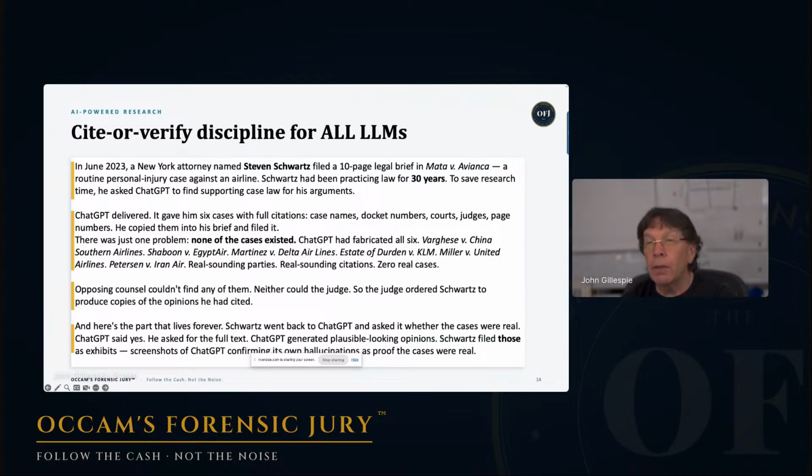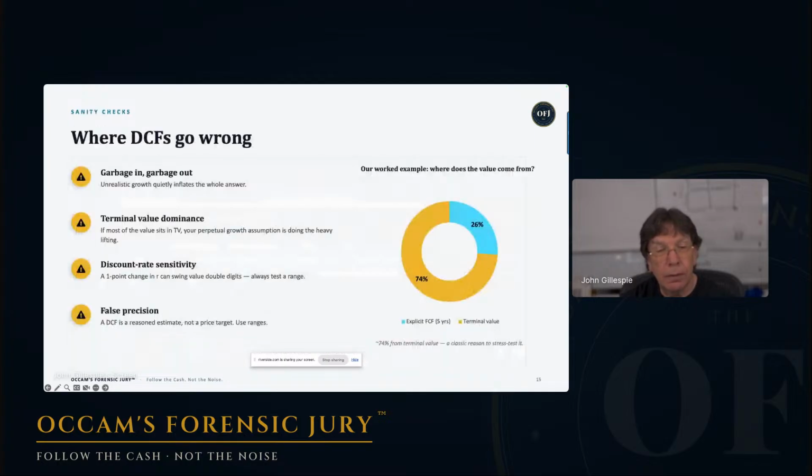And here's the part that lives forever. Schwartz went back to ChatGPT and asked it whether the cases were real. ChatGPT said yes. He asked for the full text. ChatGPT generated plausible looking opinions. Schwartz filed those as exhibits, screenshots of ChatGPT's confirmation of its own hallucination as proof that the cases were real. And needless to say, they weren't real.